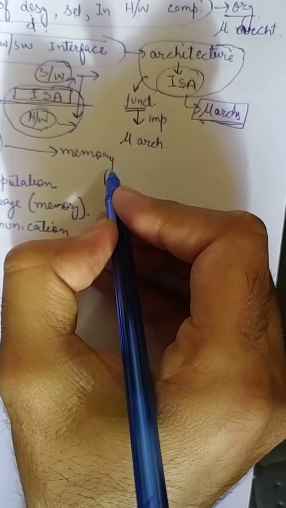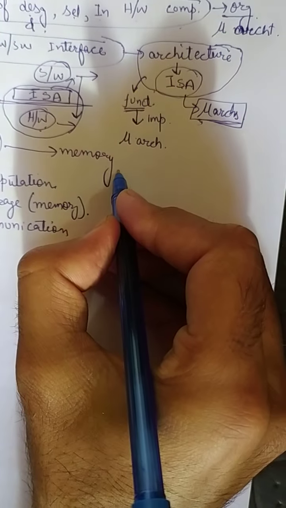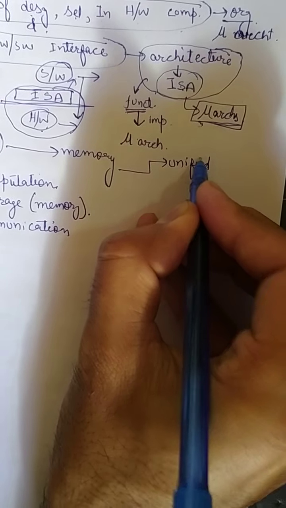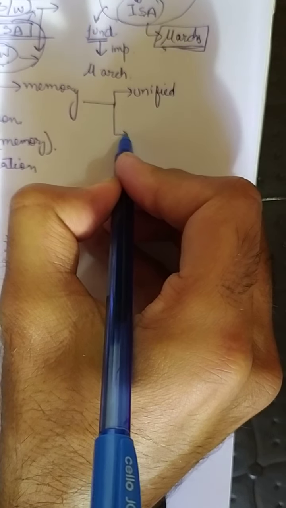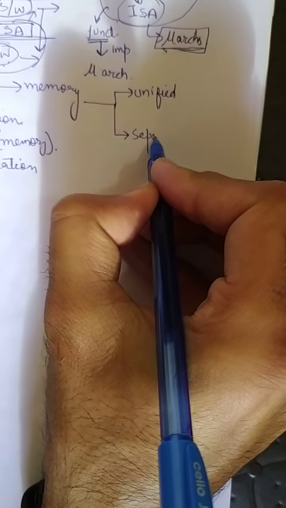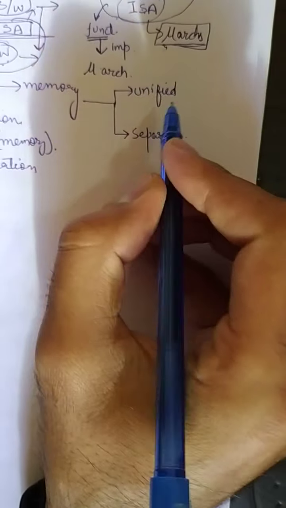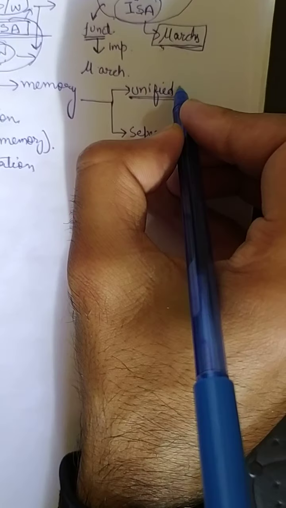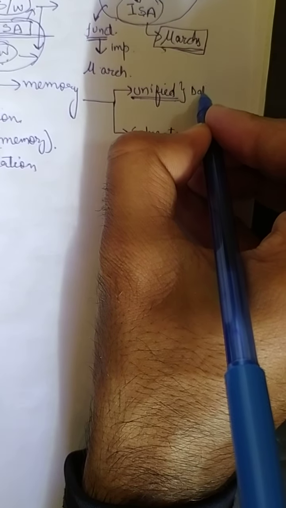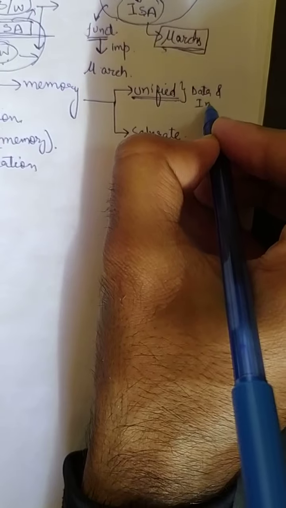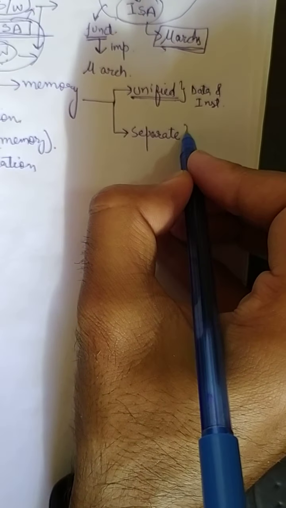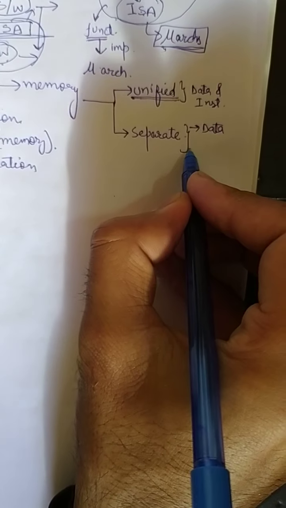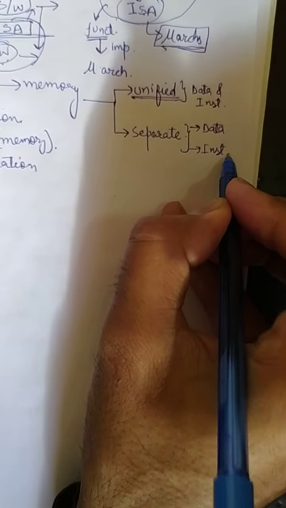And there are two ways by which we can store the program and data. One is to use a unified memory, and another model is to use separate memory. What I mean by unified memory is that a single memory structure is used to store both data and instructions. But in separate memory, we have a separate memory for storing data and a separate memory for storing instructions.